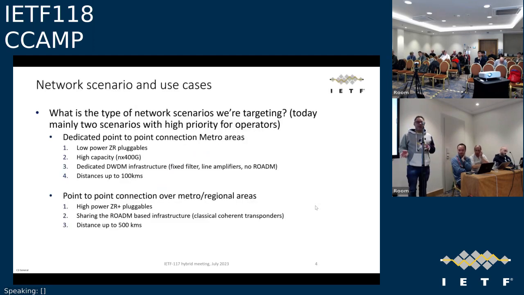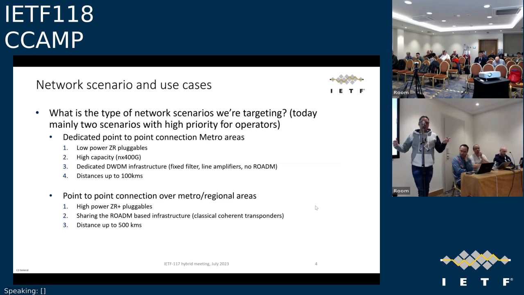So which are the scenarios that we are targeting? For this particular line of work, we are targeting two scenarios. The first one is very simple: the optical infrastructure is dedicated, so there is a point-to-point connection between the routers. The optical infrastructure, where there is a muxponder and some amplifiers, is not shared with other coherent channels for other needs. It is especially used for low power CDR, and for short distances.